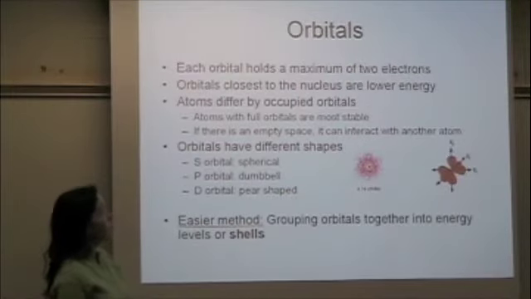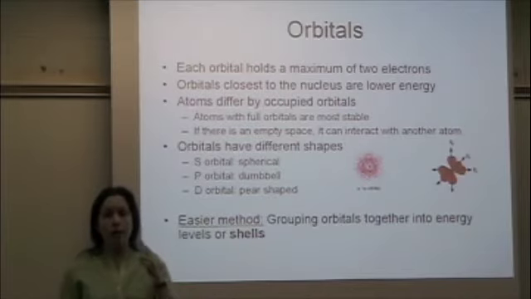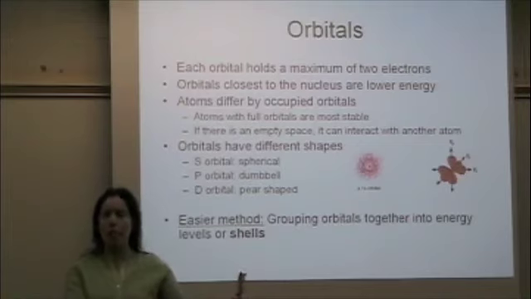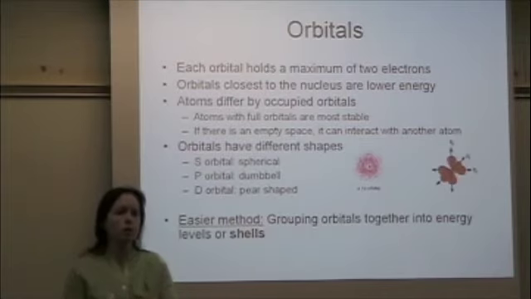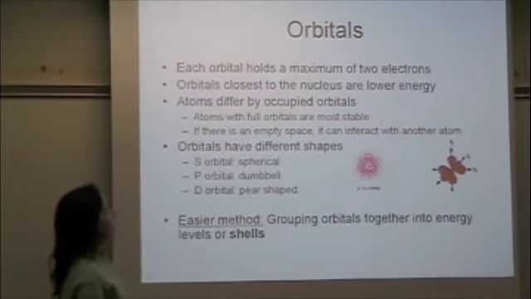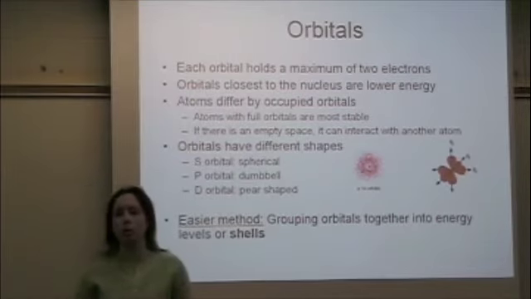Each orbital, this volume of space, can hold a maximum of 2 electrons. So in an orbital you can have no electrons, 1 electron, or 2 electrons. After 2 electrons, that third electron would go into a completely separate orbital. Again, that's due to the negative charge that the electrons have. Too much negative charge in one orbital would not be a stable configuration.